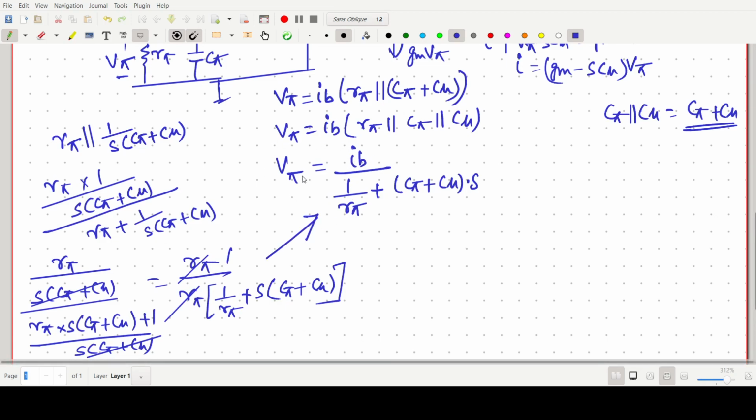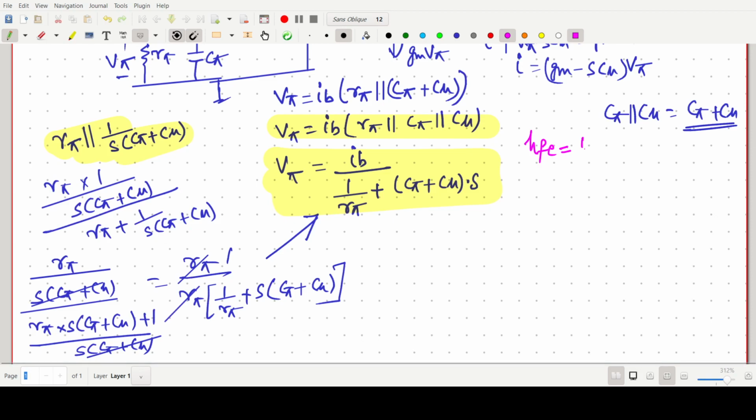Okay, this one is a very important one, but we have to practice, and for more detail you can follow microelectronics books, such as Smith. So this is how to solve this one. Now V pi equals IB by 1 by R pi plus S, common, times C pi plus C mu.